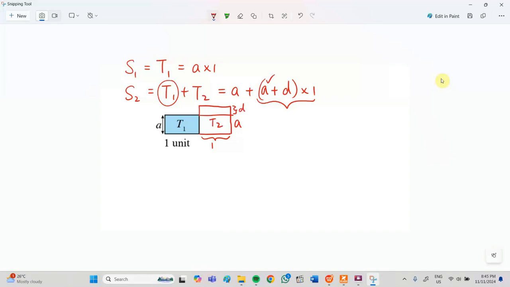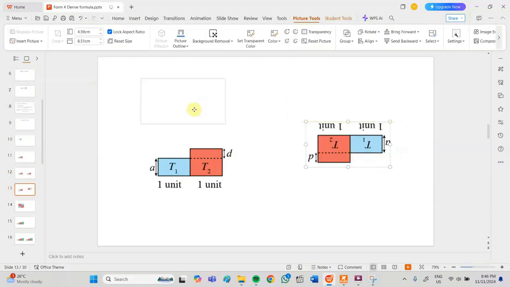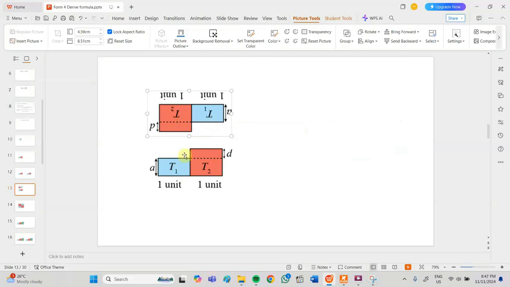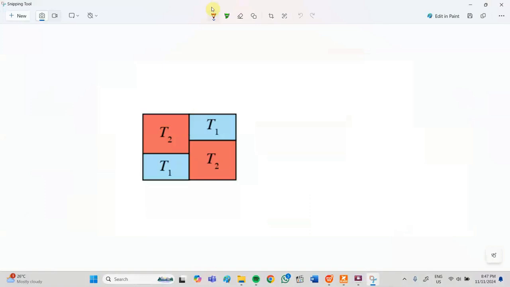In the textbook, this is represented by the following diagram here. And now S2 is represented by this diagram here. If we copy and paste this, and rotate this 180 degrees, you will get this diagram. And then we put it on top here, so that we combine both of the diagrams, we will form a rectangle. And this rectangle here, remember, has a length of 1 unit here. Here is 1 unit. And here is A. Here is A plus D because of the second term.